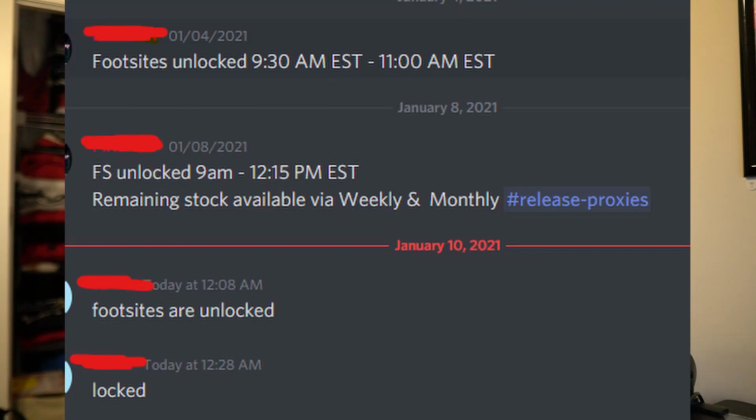Proxy providers in general have been limiting when their proxies are available. This is mainly only with ISPs and data centers. A lot of them only turn them on during an actual release, so keep that in mind. If you're planning on going for restocks, it might be good to have some residential proxies on hand, because usually they don't turn those on and off. It's mainly just ISPs and DCs.